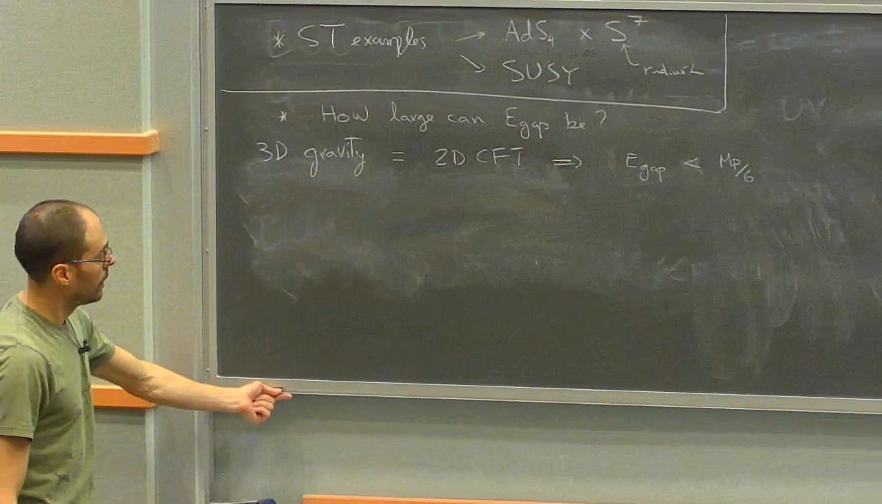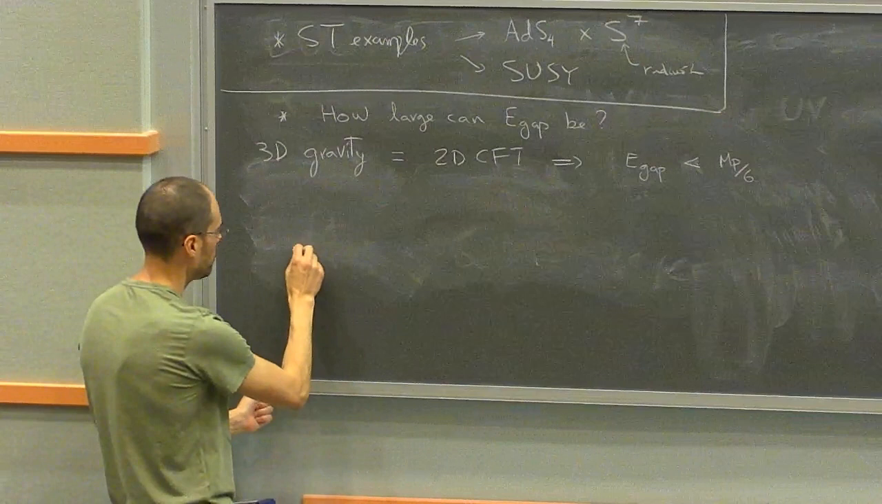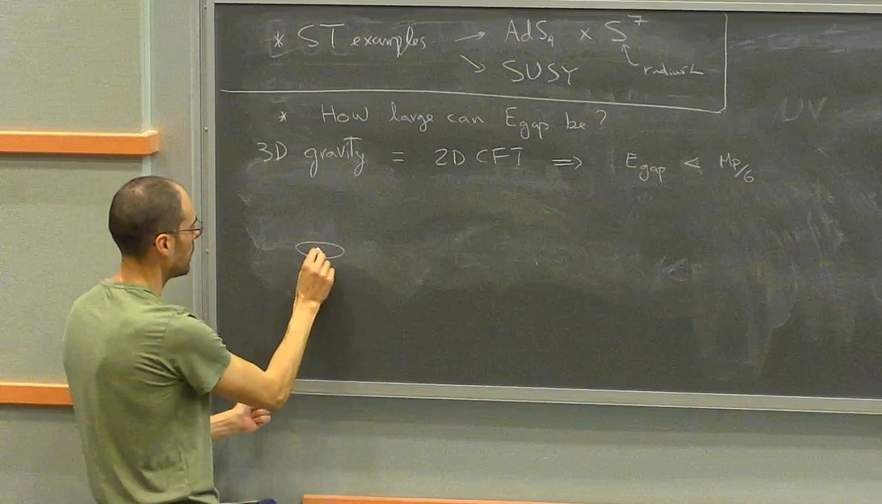So what's the logic? The logic is you just take this theory. So this is now 1 plus 1 dimensional, right? Time and space, where space is just a line. So put it on a circle of radius L.